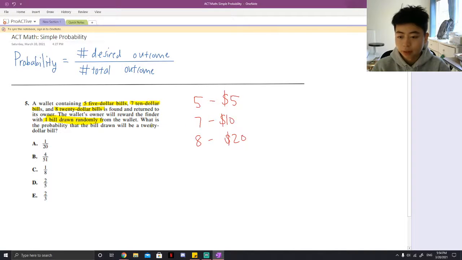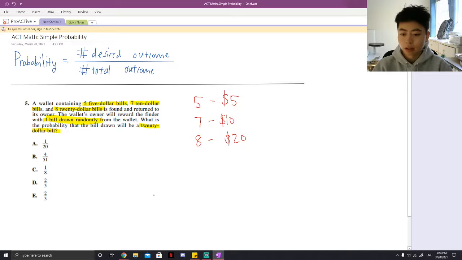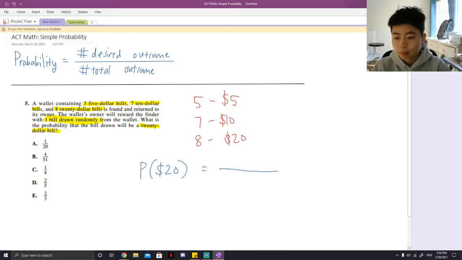What is the probability that the bill drawn will be a $20 bill? Referring back to the original equation, the probability of getting a $20 bill is the desired outcome over the total outcome. Our desired outcome is the $20 bill, and there are 8 of them. We wrote that down, so that makes it a lot easier instead of having to refer back. So 8 over the total number of bills.